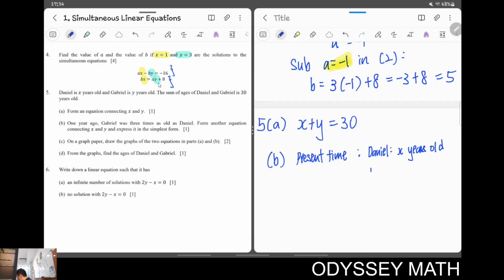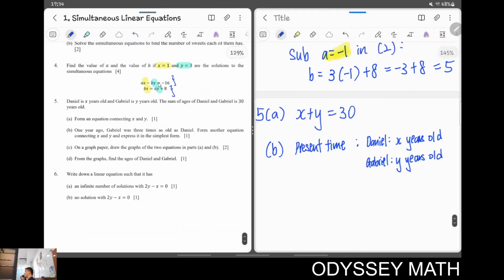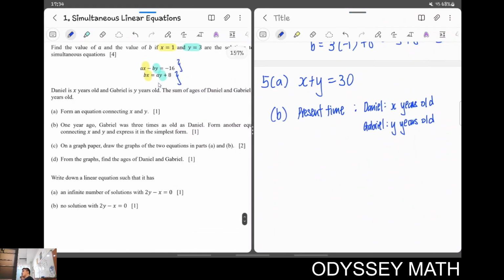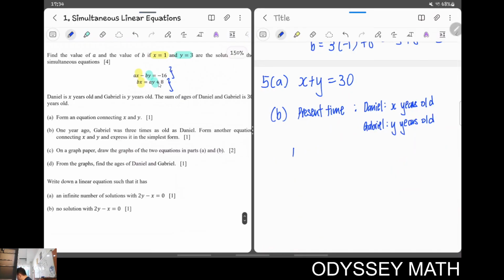And Gabriel, Y years old. And then the question says, it's good that if you are weak in this type of question, you write down all the information, write it in your style that you're comfortable with. So now they say 1 year ago. Never mind, let's write 1 year ago. We don't have to read first.